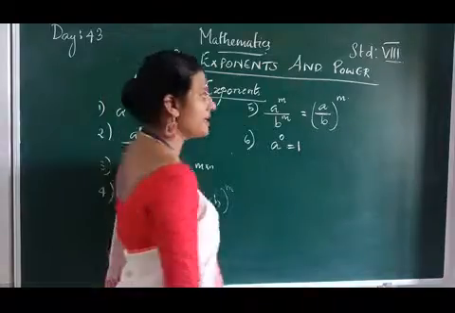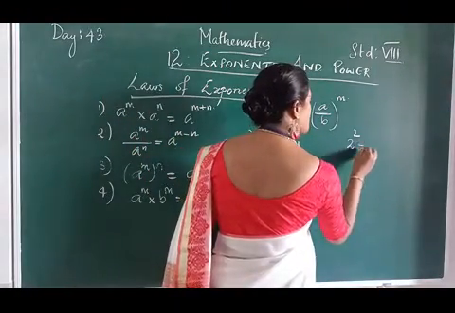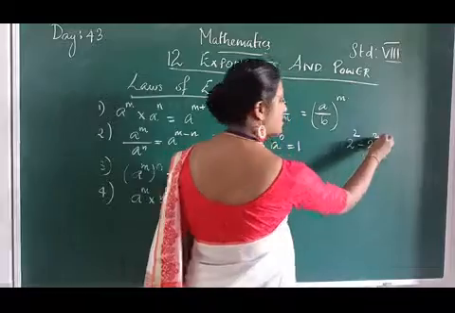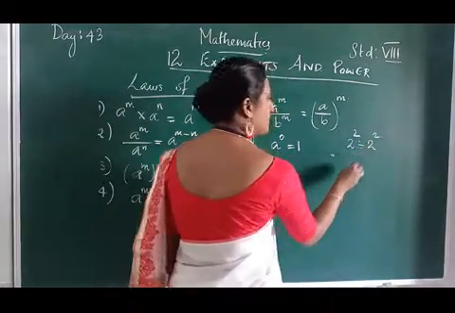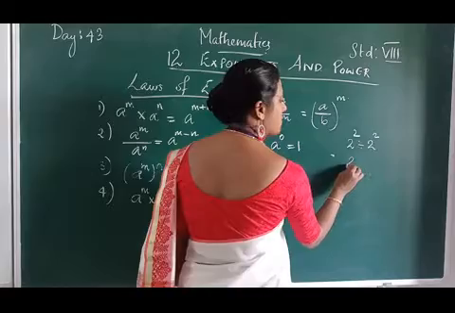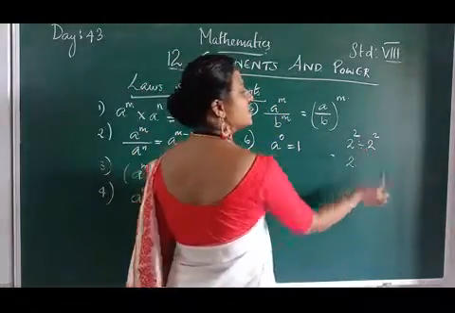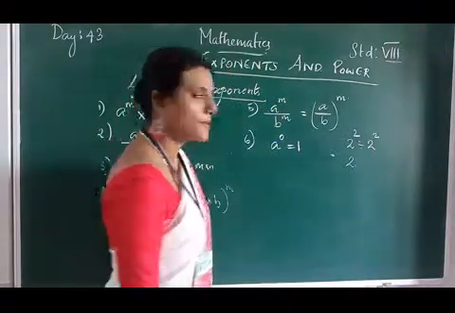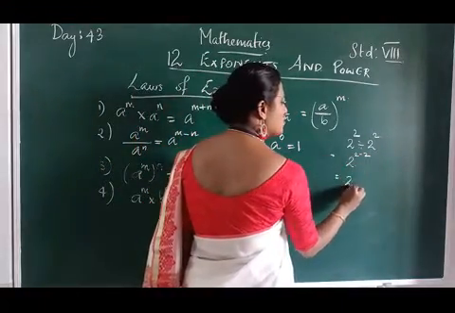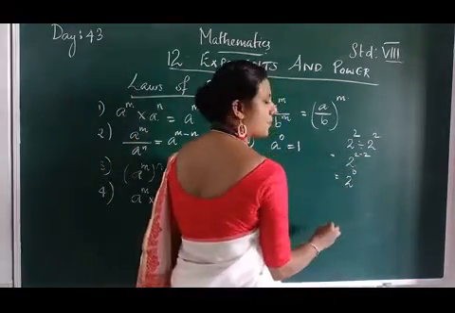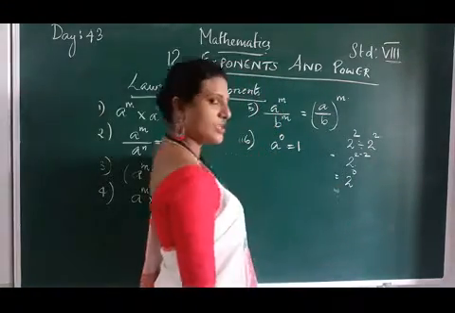For example, suppose 2 raised to 2 divided by 2 raised to 2. That is equal to, if it is division and both have the same base, we take the base as common. Okay, if it is division, what should we do with the powers? Subtract, right? That is 2 minus 2. 2 raised to 2 minus 2, and 2 minus 2 is 0. Okay, so that is 2 raised to 0.